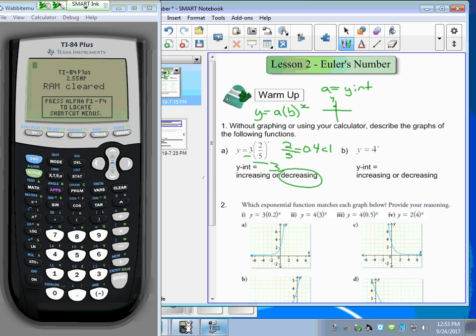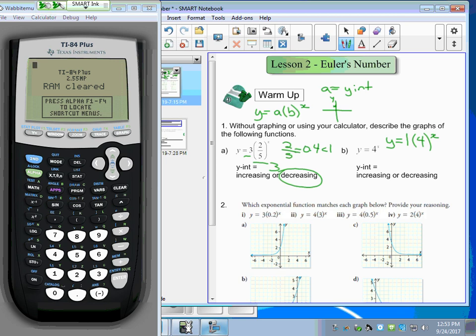So let's look at the second one here. We have y equals 4 to the power of x. This one could be tricky because it's not exactly in our exponential form yet, y equals a times b to the power of x. We just have y equals 4 to the x. There's no a; we have b, which is 4. So we can rewrite that as y equals 1 times 4 to the x, and we can put a 1 there because it doesn't change the value.